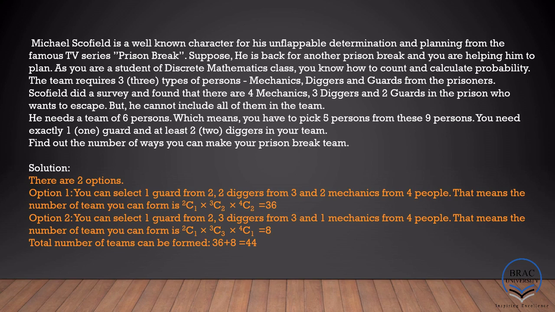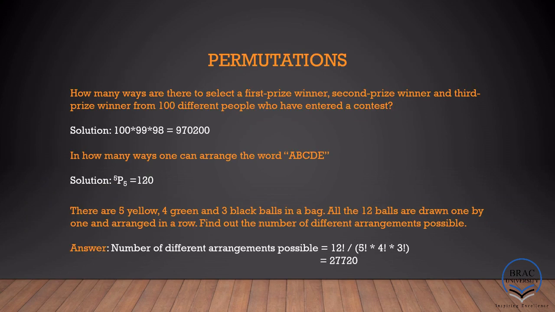So in the first option, he can pick in 36 different ways, and in the second option he can pick in 8 different ways. So the total number of ways that a team can be formed is 44. We're done with product rule, sum rule, and combinations. Now let's get into permutations.